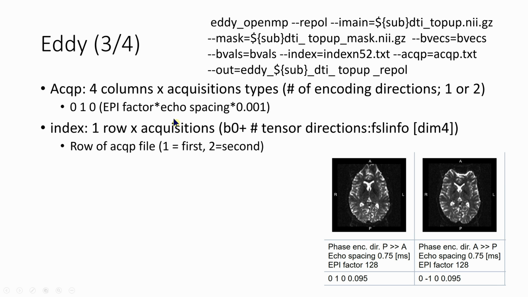So here you want to specify what encoding directions you've got going on in your data so that you can properly use that information. If it's already been handled in the top-up, you still want to inform it on how that was collected. And you only need really 2 rows here in the acquisitions. You've got your b0 acquisition, and then you've got your tensor directions. That is what your acquisition parameters are for your b0, and then all of your tensor directions will follow similar acquisition parameters.